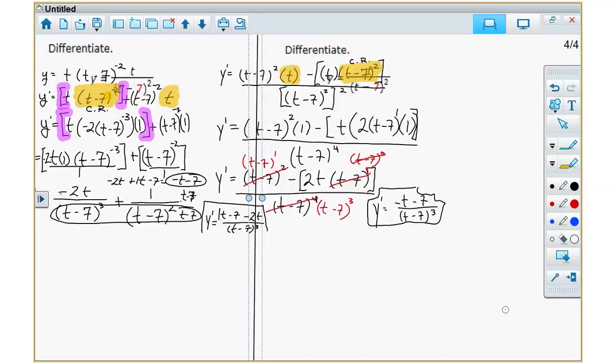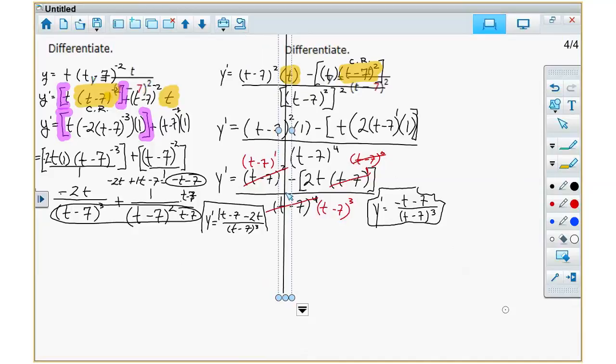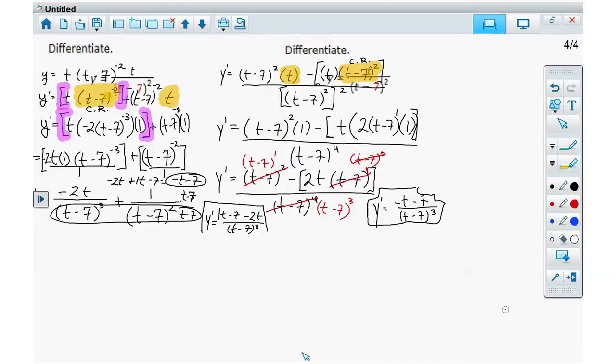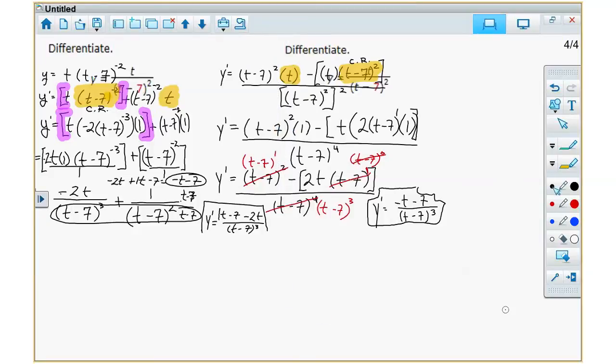I'm missing a negative somewhere. Oh, nope. Drag it. Negative t over... Okay, look here. No, I figured it out. You got it? Yes, sir. Well, I still want to add it.